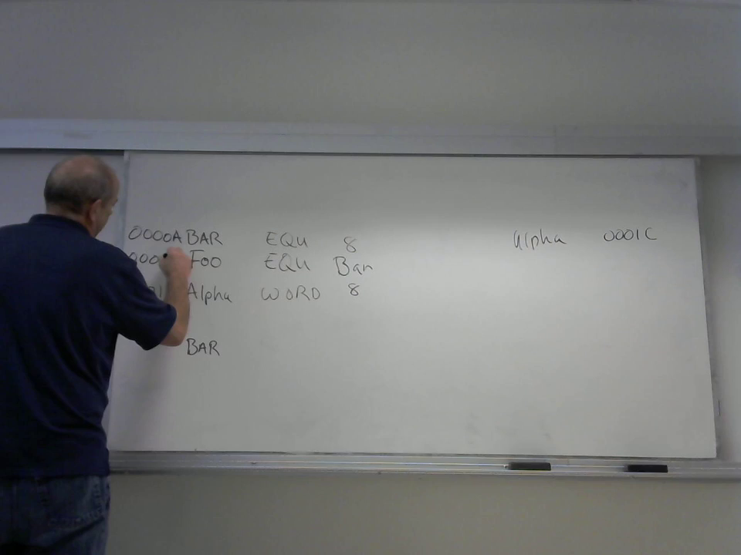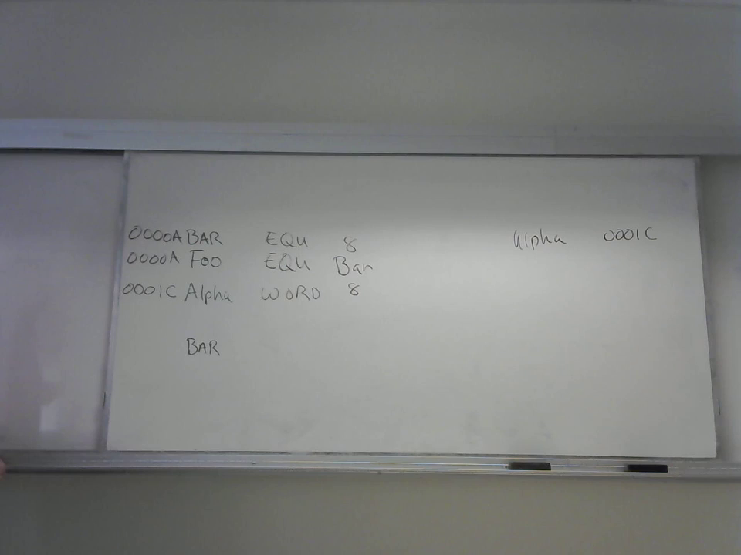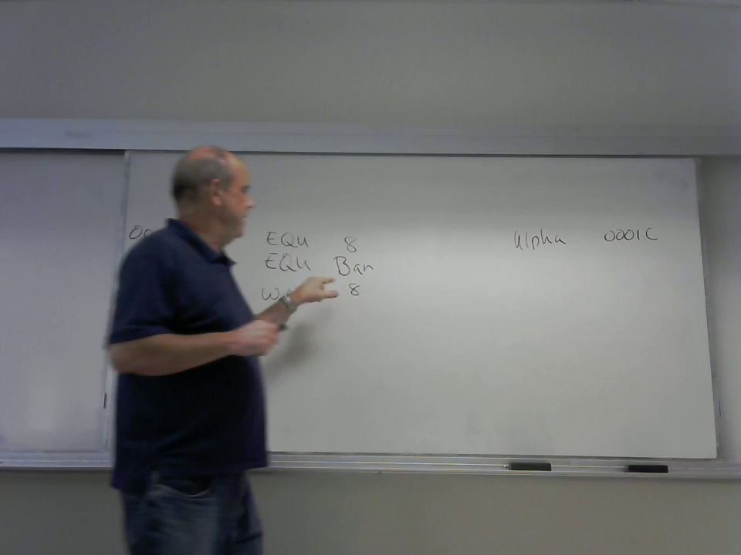Well, what moves the address forward? If you have a machine instruction, if you have a format 3 instruction, you add 3. A format 4 instruction, you add 4. Well, what's the format for bar and foo? There isn't one. These guys have the same address. So their value is set manually with equate.